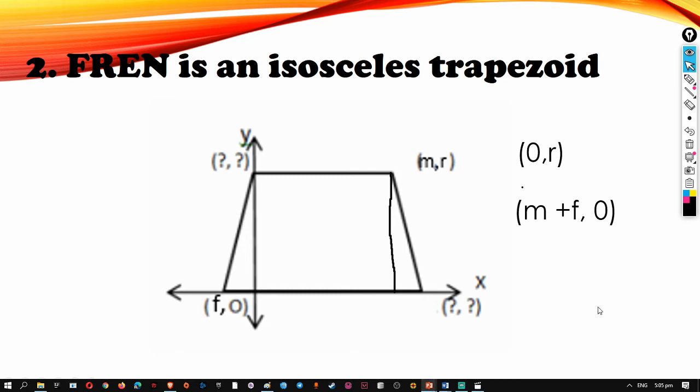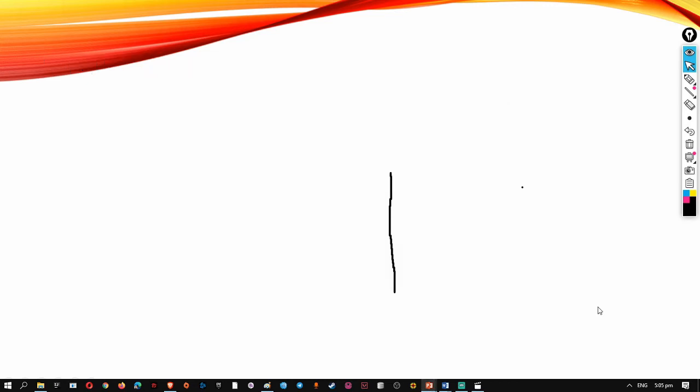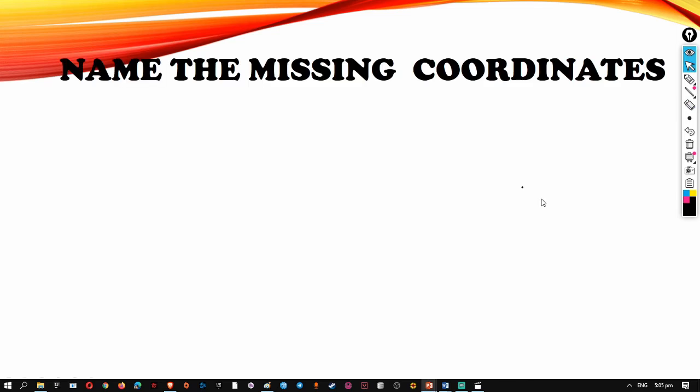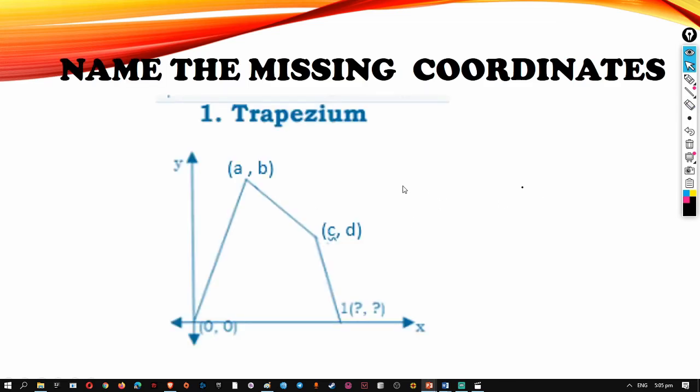So, let's proceed with more examples. Name the missing coordinates. Number 1 is a trapezium. Pag sinabi nating trapezium, no sides are parallel and no sides are congruent.